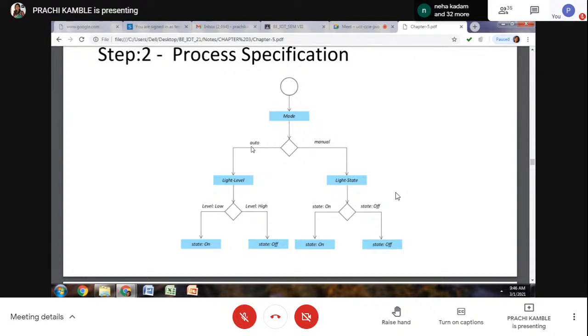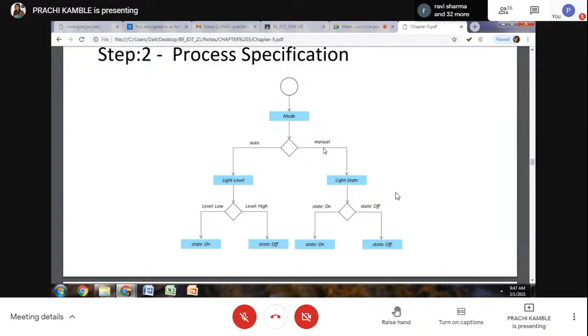So what is happening in auto mode? Light level is there. If light intensity in the room is high, the state of the indication is off; the LED or light should be off. If light intensity in the room is low, then turn on the light. So this is the auto mode.